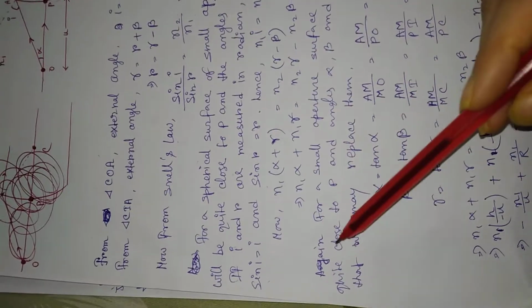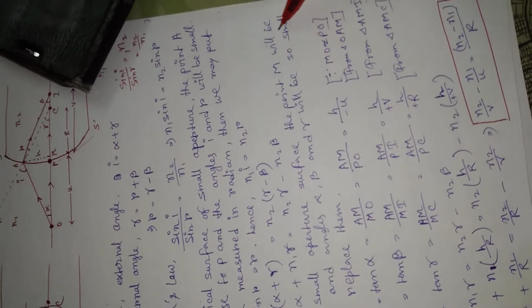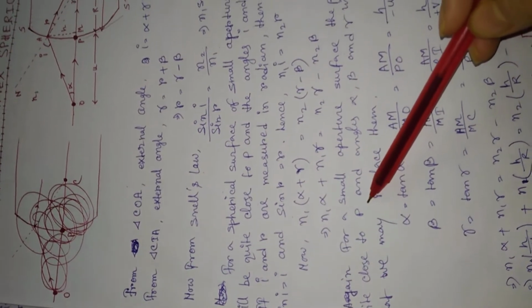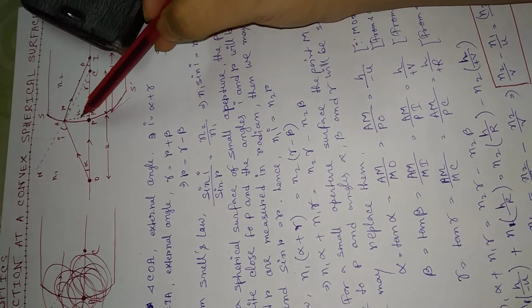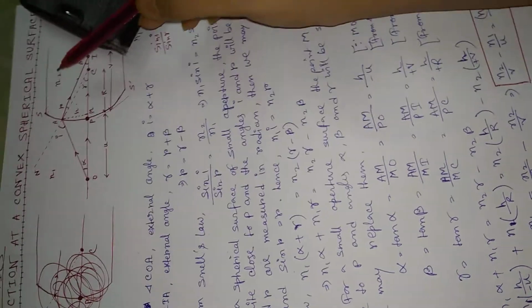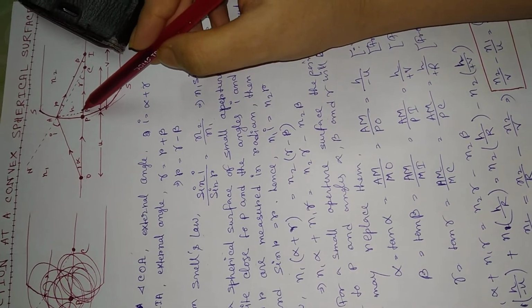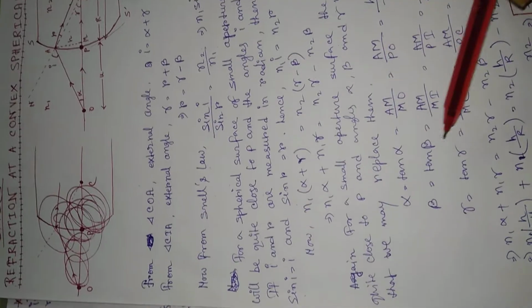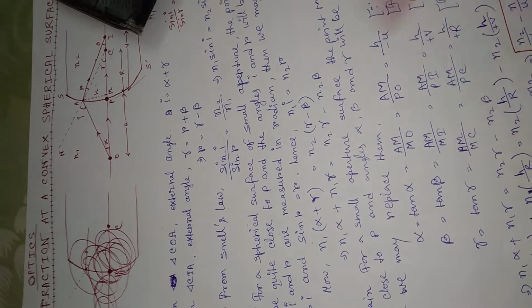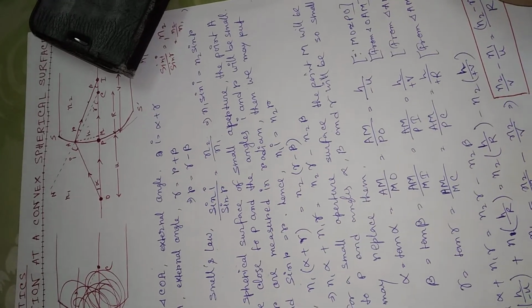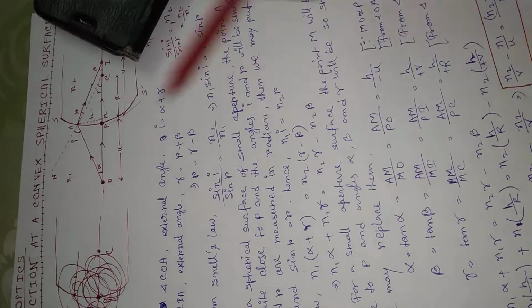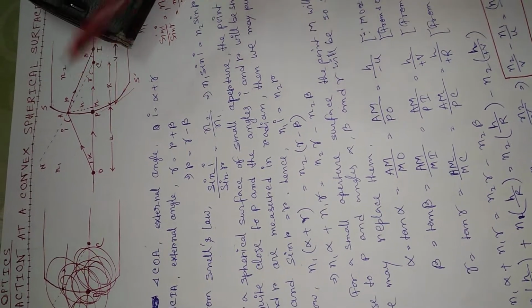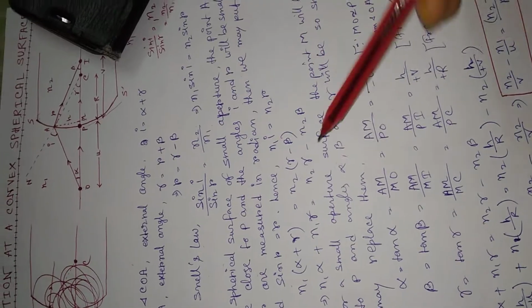Now just look here, again for a small aperture surface, the point M will be quite close to P. Due to the small aperture, A and P are very close to each other, and due to this assumption we can also say that points M and P are close to each other. So if M and P are very close to each other, and we already assume that A and P are near equal, that means alpha, beta and gamma will also be small.